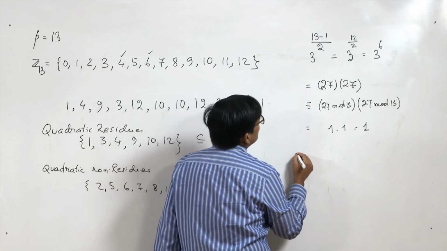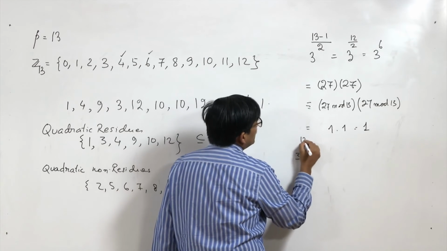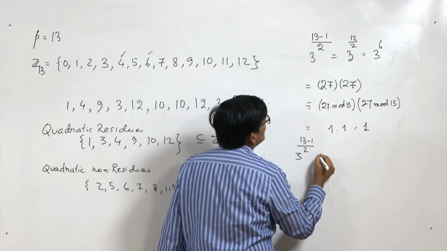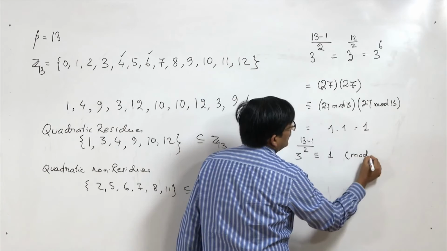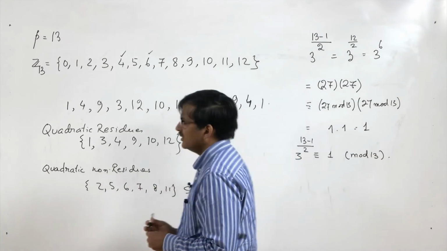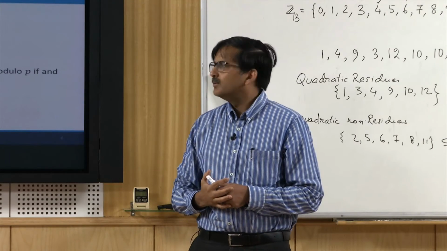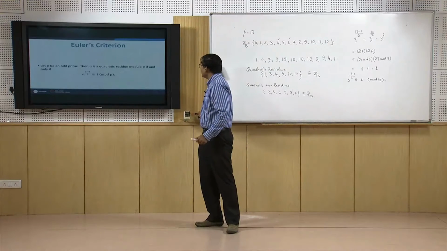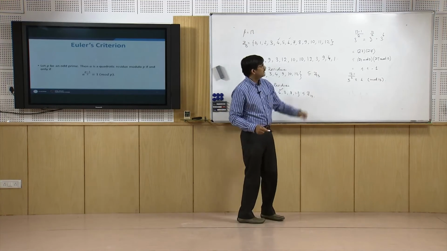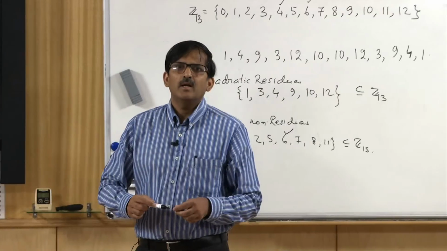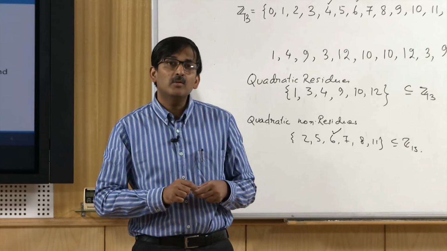So, I can say that 3 raised to the power (13 minus 1) by 2 is congruent to 1 mod 13, and therefore, by Euler's criterion, this is a quadratic residue. If you check another number from the other side, a quadratic non-residue, and do the same thing, then you will see that you are getting minus 1 mod 13 and not 1 mod 13, and it is not a quadratic residue.